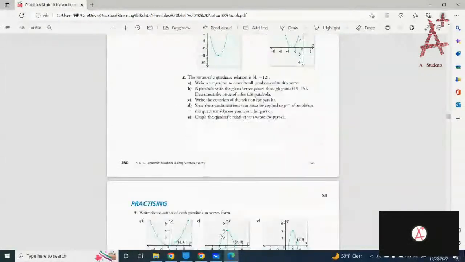The vertex of the quadratic relation is 4 and negative 12. Write an equation to describe all parabolas with this vertex. A parabola with the given vertex passes through the point 13, 15. Write the equation of the relation for part B. State the transformation that must be applied to y. Okay, let's start with the vertex of the quadratic. You are given the vertex, that is 4 and negative 12.